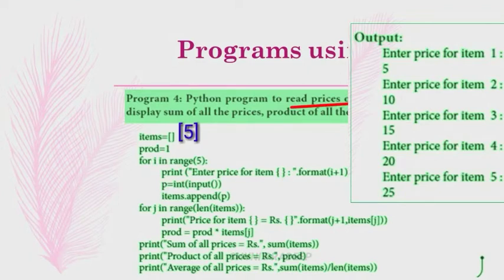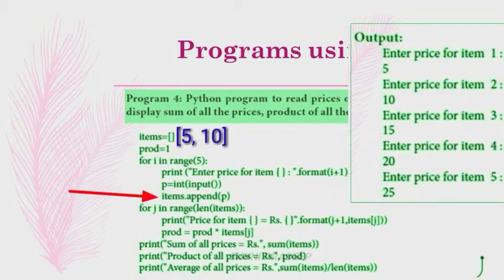This 10 will be added, which means appended in the list item. Again go to the for loop. For i in range, next position is second position. Print enter price for item. i plus 1 means 2 plus 1, that is 3. Item 3. Here you have to enter the value, that is item 3 price what?